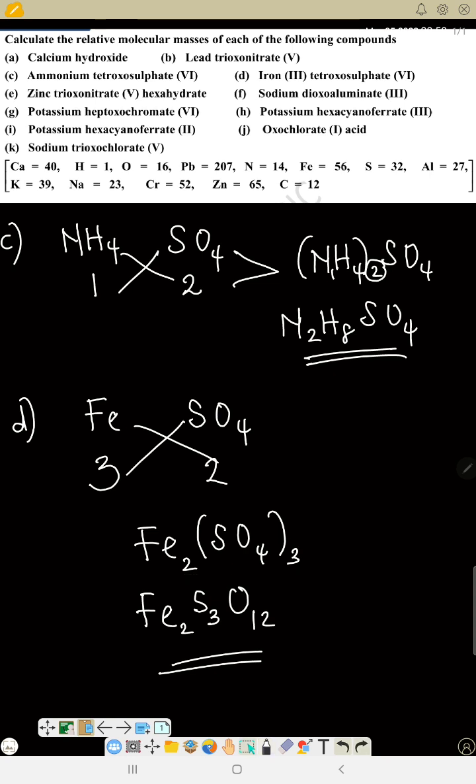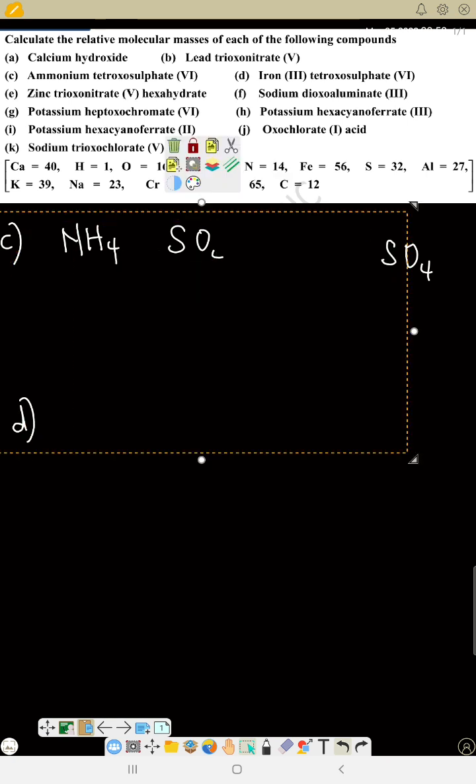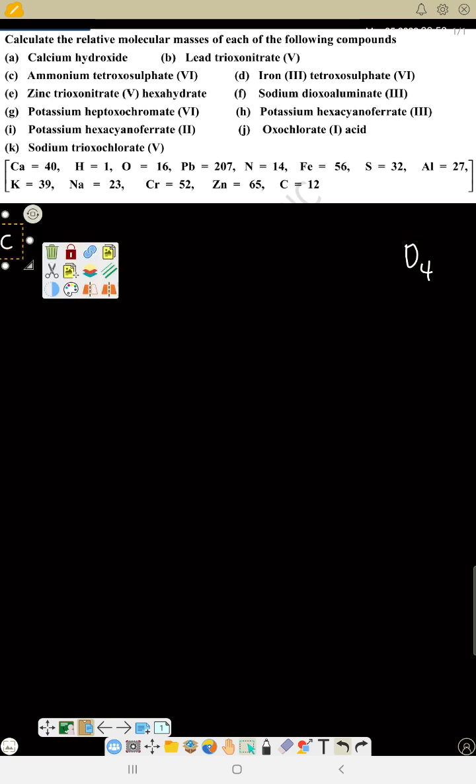So as you get the chemical formula, find the relative molecular mass. So show me your answer. It's the same as what we are doing. I'm only writing out all these chemical names into chemical formulas.